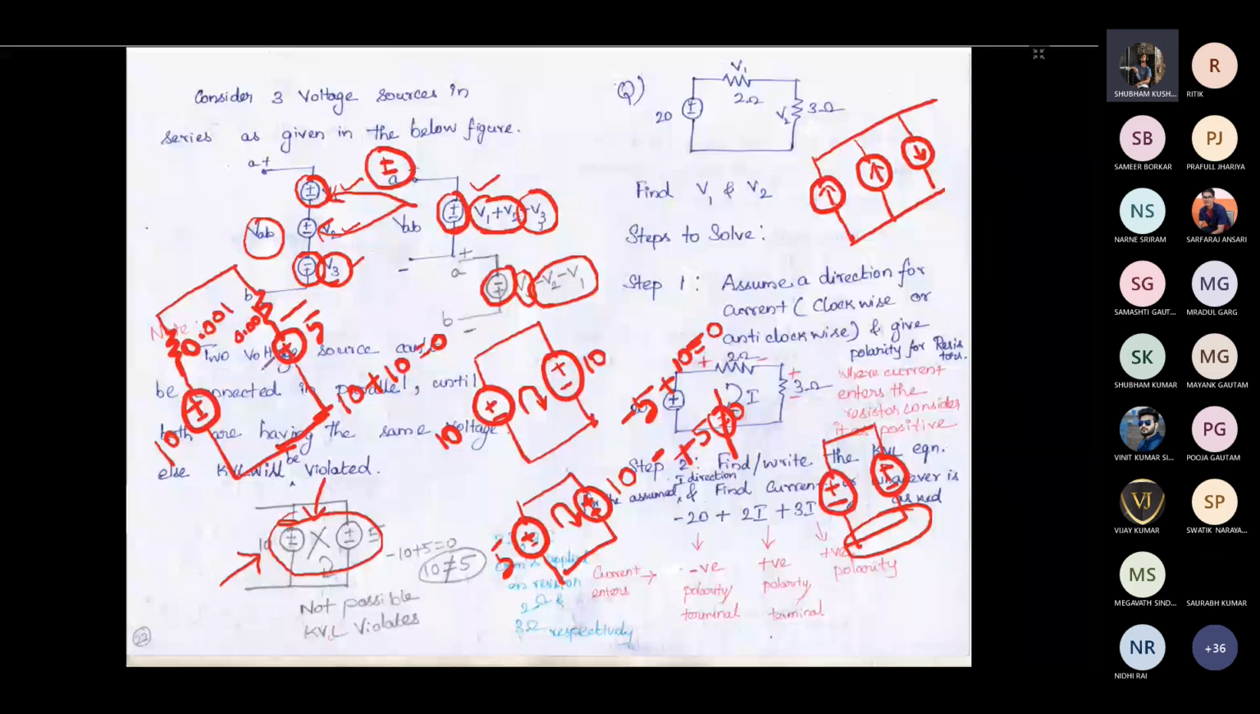In that case, the current will flow from the higher voltage magnitude to the lower voltage magnitude. In practice the current will be flowing like this. We will see all that later, but the current will be flowing in this way, from higher voltage magnitude to lower voltage magnitude.